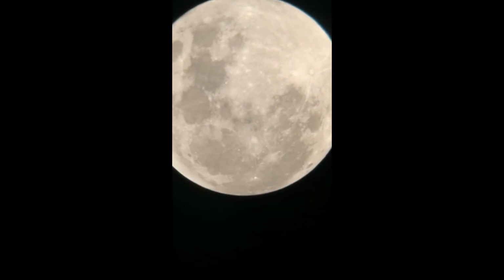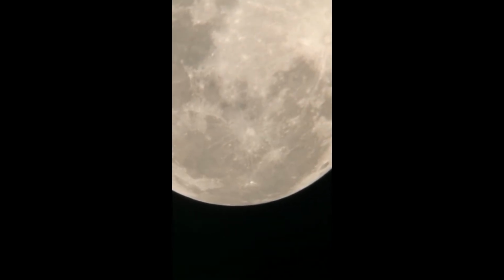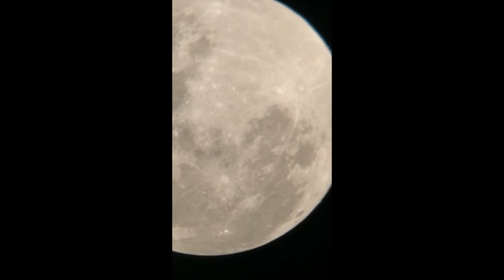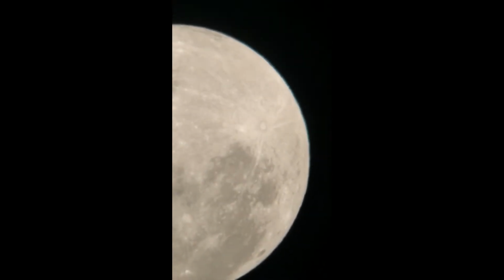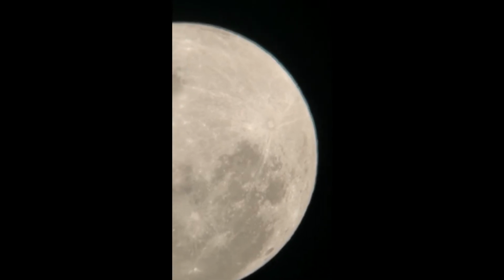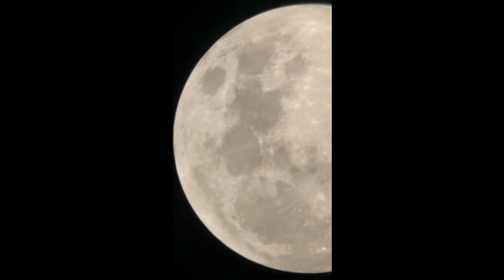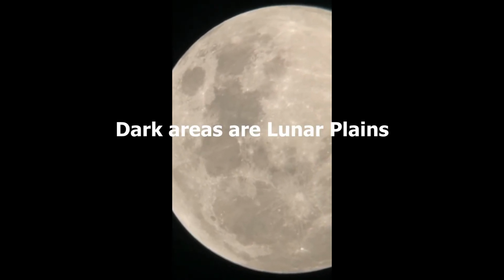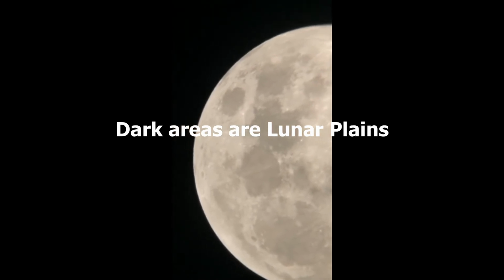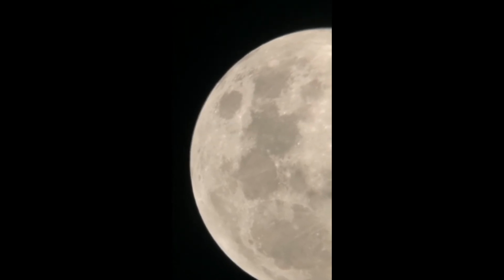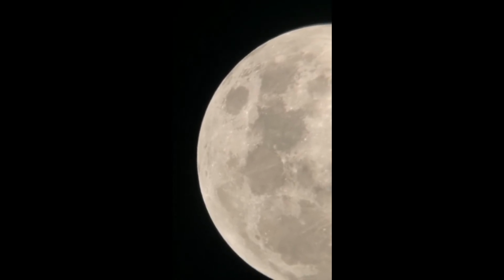Okay, so we can see here some details of the moon. The moon has dark areas. Those dark areas or dark patches are lunar plains. At the center of our field of view, we have the Sea of Tranquility, and that's where the Apollo 11 landed.